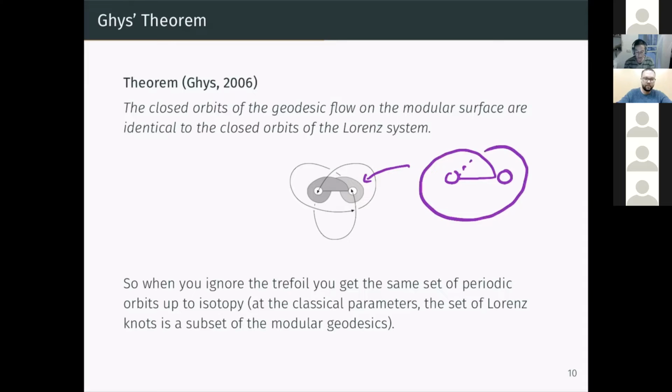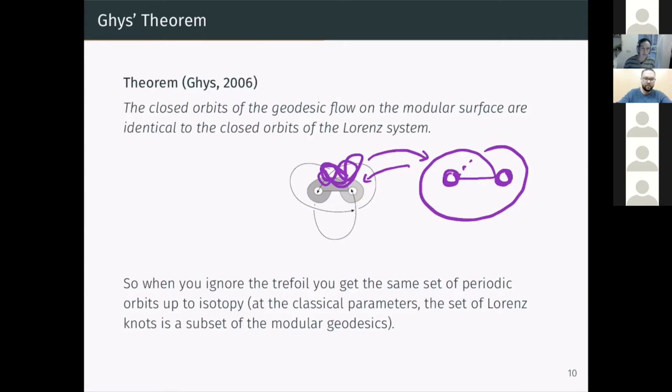So what does that mean? He proves that every periodic orbit sitting somewhere here, you can isotope so that it sits on this template. So if you ignore the trefoil, you get exactly the same set of closed knots, so closed simple curves in S3. Now note that here the boundary of the template is just a closed curve. So actually in the Lorenz system, you do not get all of these periodic orbits. You get a subset.